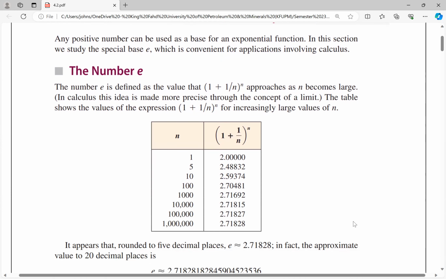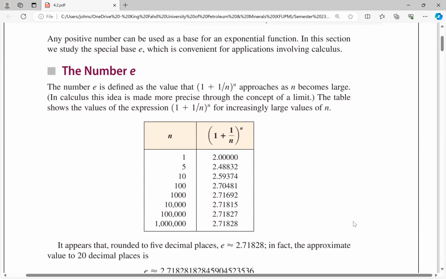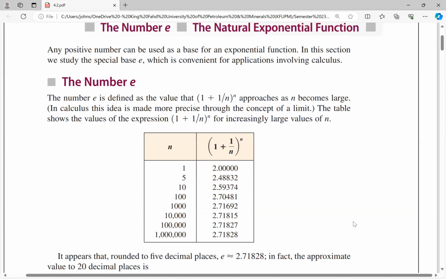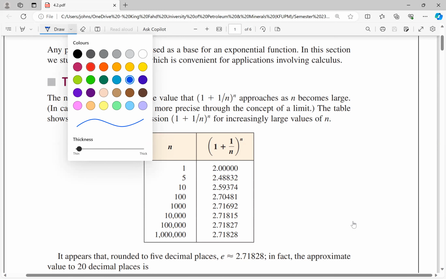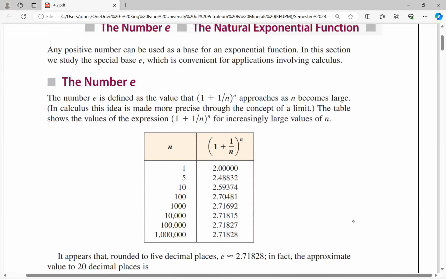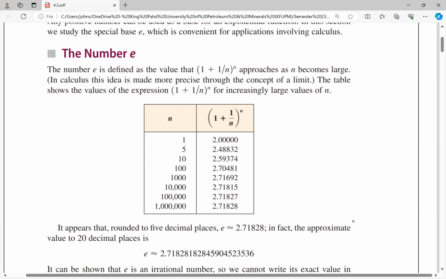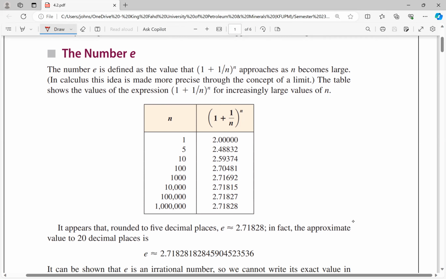As the value of this sequence here, 1 plus 1 over n to the power n, as n becomes very large. So in calculus, that is the idea of limits, actually. Because if we substitute n to be 1 into this, you will have 1 plus 1 over 1, all to the power 1. This will give you 2 to the power 1, which is just 2. So that's how we have this.